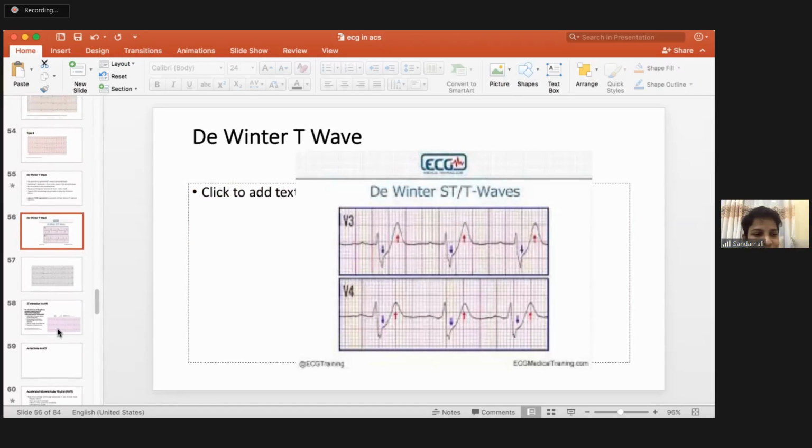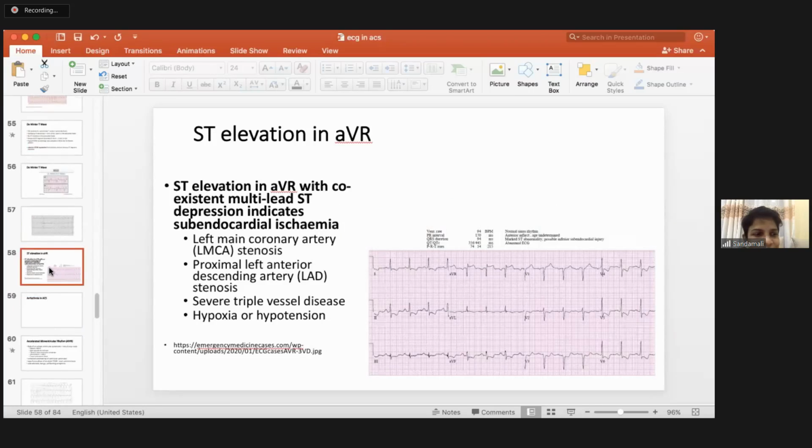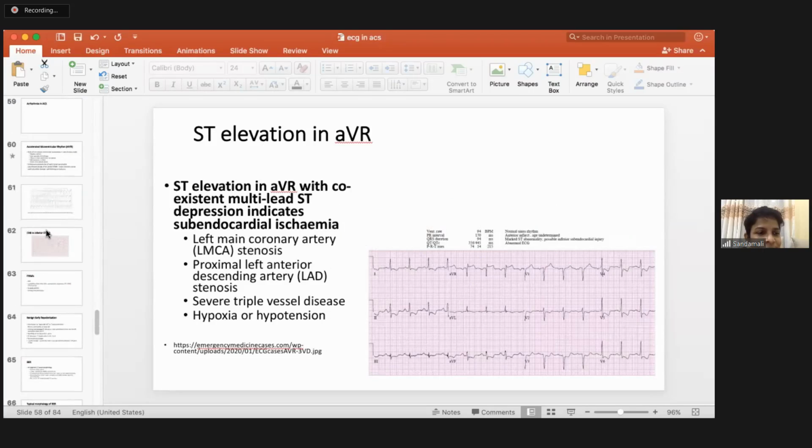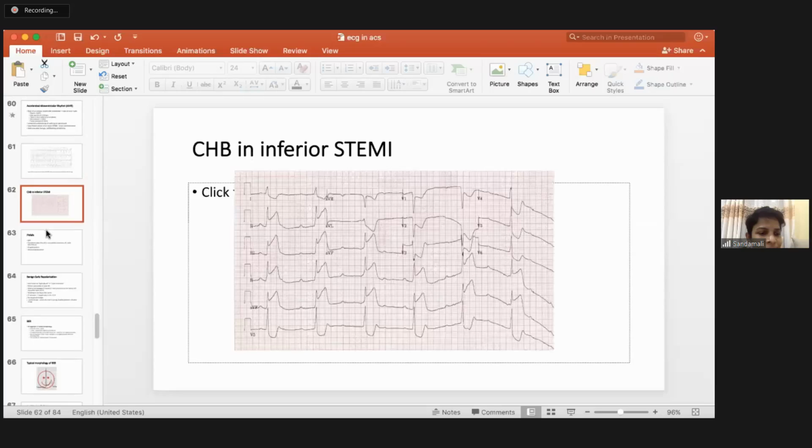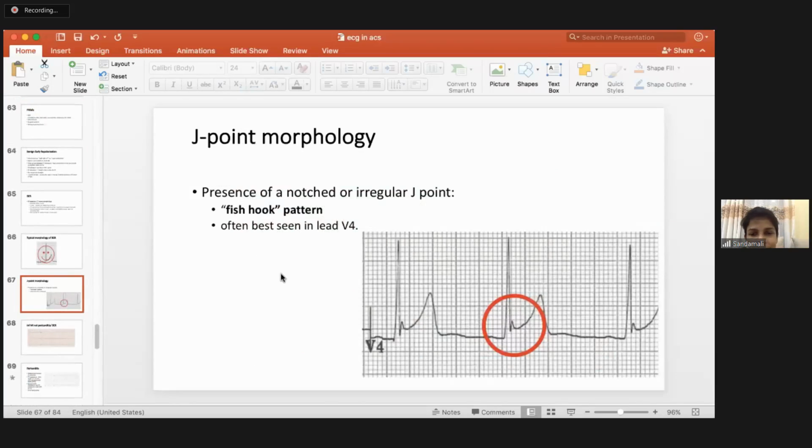The J point is the place where the ST segment starts, where it could be elevated, depressed, or isoelectric. That's the place it starts. So at the J point, if it is normal, it could be isoelectric like this, but it can be concavely elevated like this, or convexly elevated, or it can be depressed like this. So that's the beginning of the ST segment.